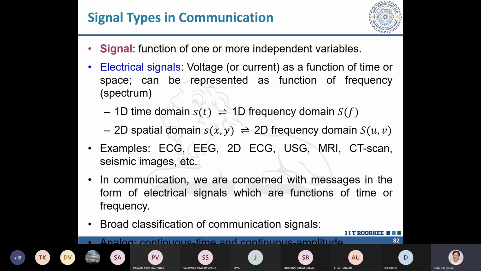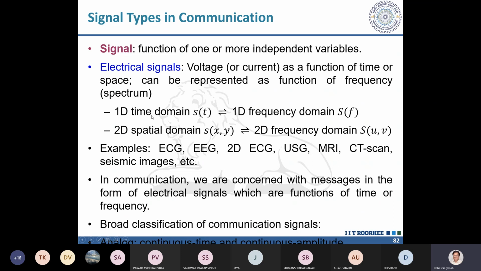You can define electrical signals as voltage or current, which is a function of time, or a function of space. I will come to that. What is a function of space? Electrical signals are voltage which is a function of time or space, and they can be represented as a function of frequency. That is how we represent the spectrum. I have already said something about the spectrum. That is how we represent a signal in frequency, showing what frequencies are contained in that signal. That is the spectrum.